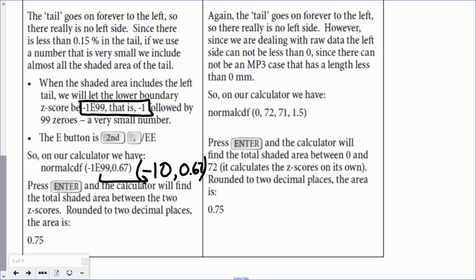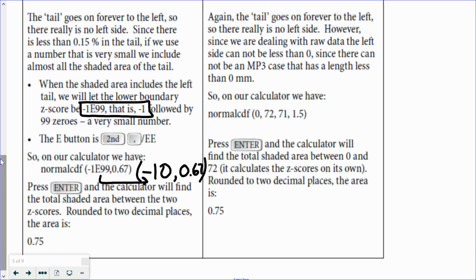And press enter, and the calculator will find the total shaded area between the two z-scores. So rounded to 2 decimal places, it's 0.75. I get 0.7485, but again rounded. So this is if you have the 2 z-scores. The nice thing is, we'll see some examples. If you have the 2 z-scores, it's super easy to use this one. The other one's pretty easy too.